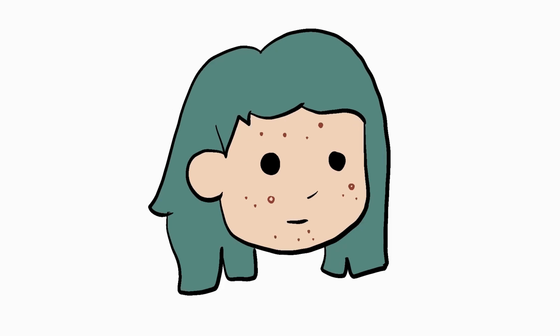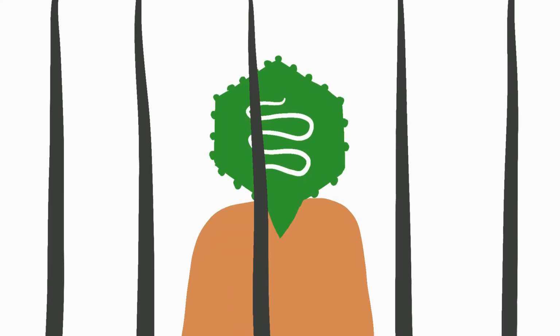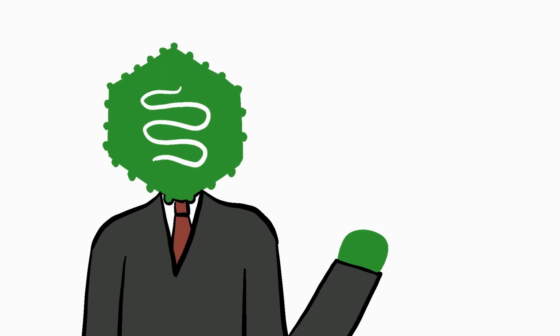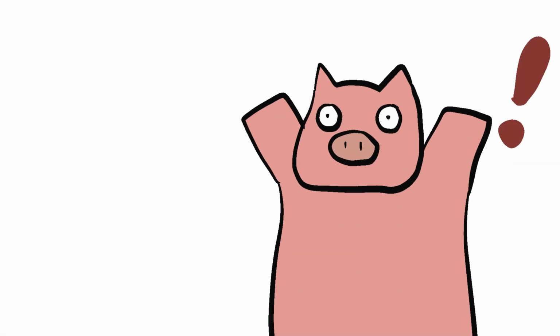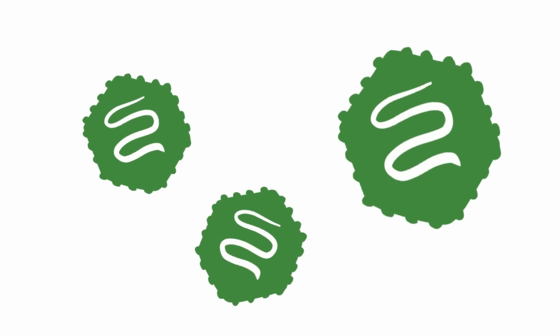B stands for breakout. And no, not the kind of breakout you're thinking of, like acne. This is a breakout in terms of a disease escaping containment, moving from one area to another, and infecting more animals. Once a disease breaks out, it becomes harder to control.